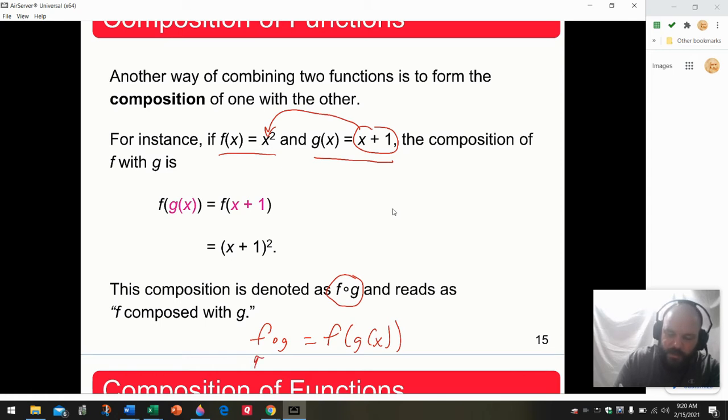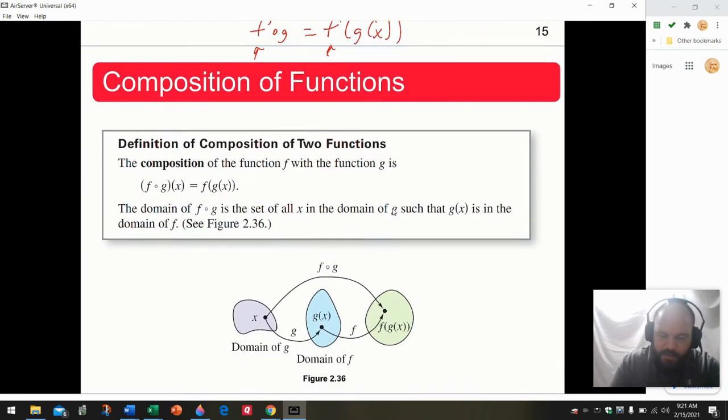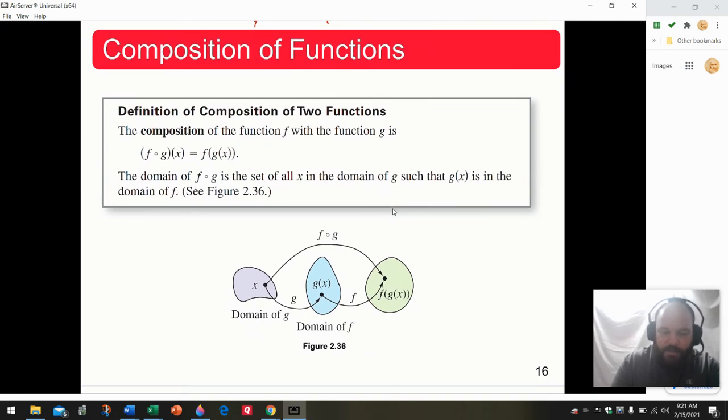So the first letter is always the first one that's listed here. In a similar fashion, you will be asked in later parts of this to do g of f, and that is simply g of f of x. So you can see f of x is the one that's going inside g of x this time. So this just shows you what I showed you. It's called the composition of a function. The composition of the function f with the function g is f of g of x.